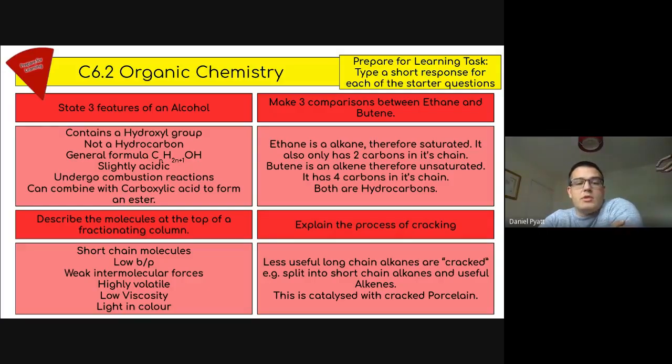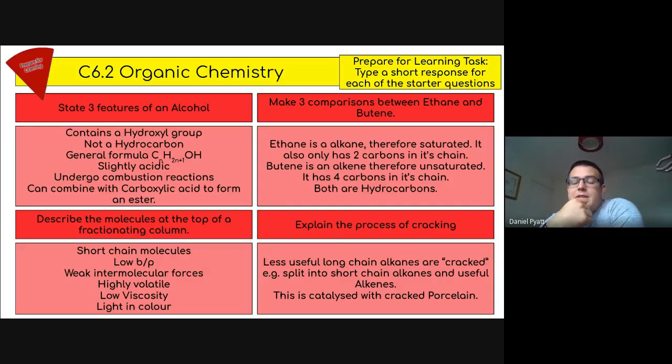So describe the molecules at the top of a fractionating column was the next question. At the very, very top, we're dealing with the very short chain molecules. Ethane would be an example of that. In fact, butene is short enough that it would generally come out at the top of the fractionating column, or butane at least. But all molecules at the top have very short chains, so that means they've got small carbon length. They've got low boiling points because they don't have very strong intermolecular forces. They are highly volatile.